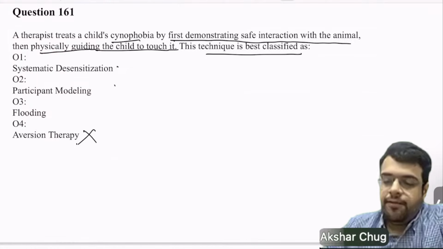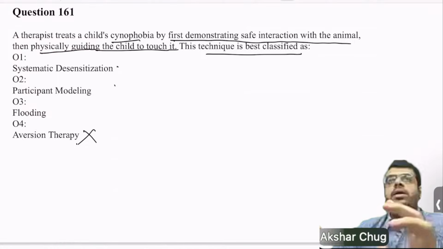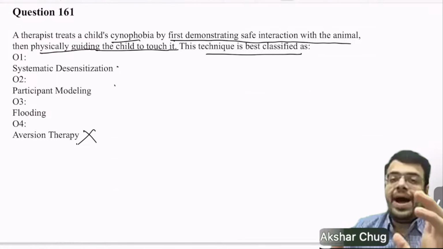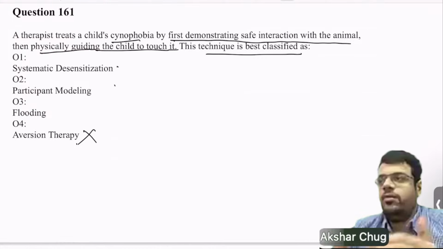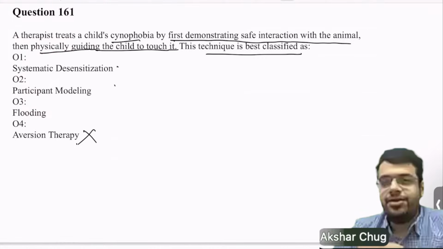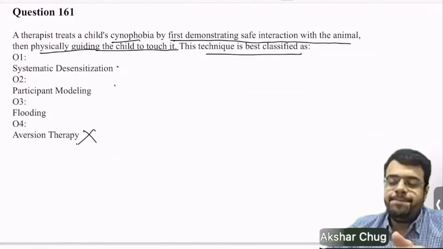Flooding. In flooding, we provide the patient with a high dose of a stimulus of which he is afraid. For example, if someone is afraid of water, we just throw the person in the swimming pool. So that is flooding. That is obsolete now. No one does it. So that is also out.